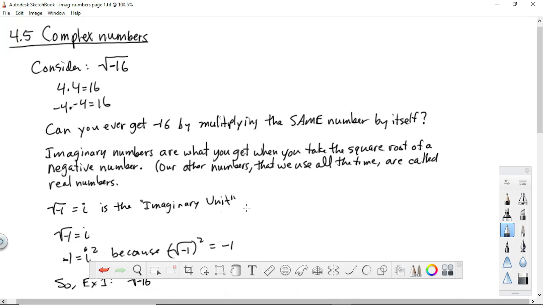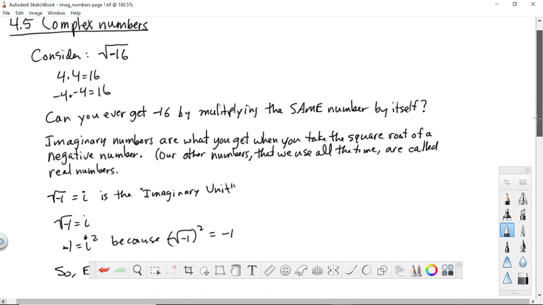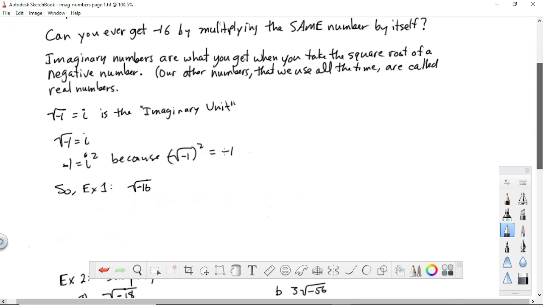Since the square root of negative 1 equals i, if we square both sides of that, we get negative 1 equals i squared. Okay? That's the tool we have now to deal with the square root of any negative number. We have this number i, which is the square root of negative 1. So let's see how that works with this first example.